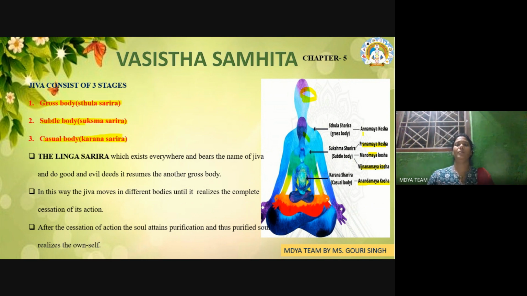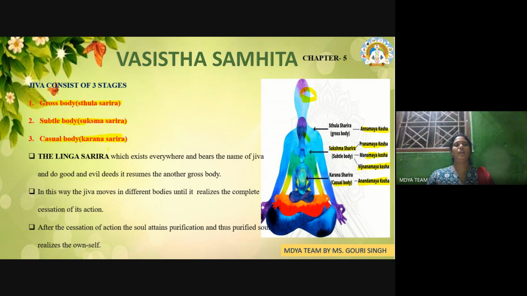But for understanding purposes, I am taking this. The sthula sarira means the physical body. The sukshma sarira means the subtle body, which is the pranamaya, manamaya and vijnanamaya; these three make up the sukshma sarira. And the karana, the causal body, which is the cause, is your anandamaya kosa.